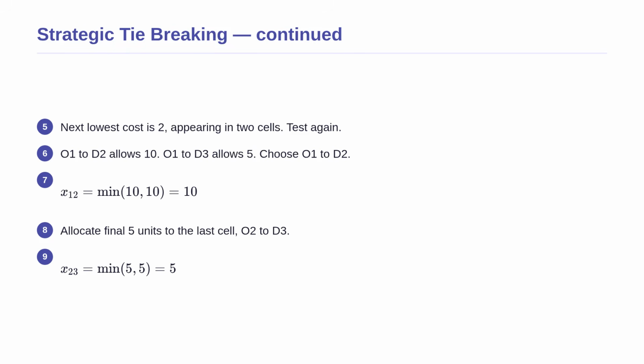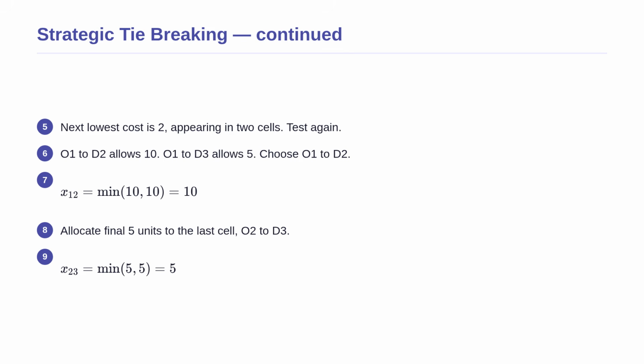Looking at the remaining uncrossed cells, the lowest cost is again 2, located in 2 different places. We test them again. Origin 1 to destination 2 allows an allocation of 10. Origin 1 to destination 3 allows an allocation of 5. We pick the larger one, which is 10. We allocate 10 units to origin 1 to destination 2. Destination 2 is satisfied and origin 1 is completely empty.